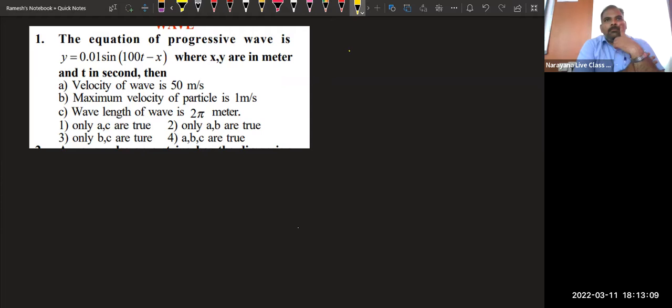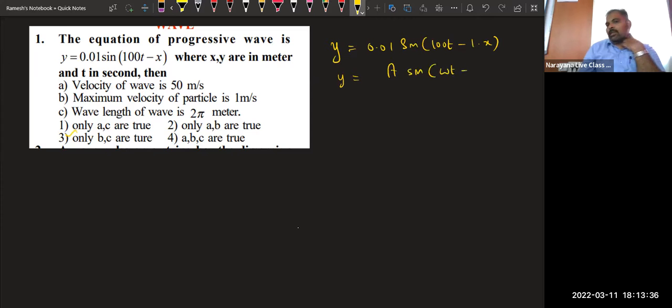So, third option. Only B and C are true. Okay, anyway, Y is given as 0.01 into sine of 100 into t minus 1 into x, no? It looks like Y equals A into sine of omega t minus k into x.